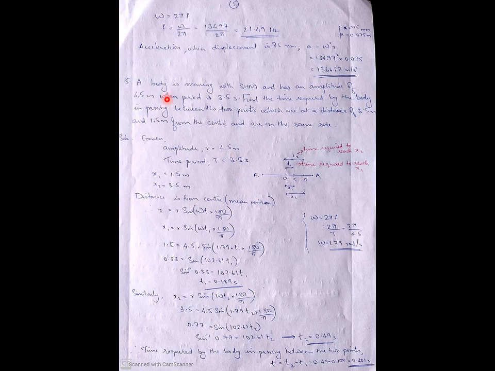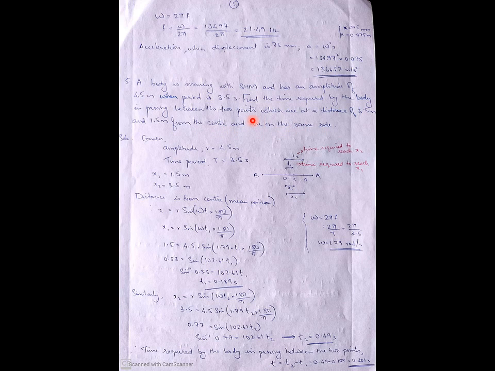Next problem. A body is moving with simple harmonic motion and has an amplitude of 4.5 meter when the period is 3.5 seconds. Find the time required by the body in passing between the 2 points which are at a distance of 3.5 meter and 1.5 meter from the center and are on the same side.